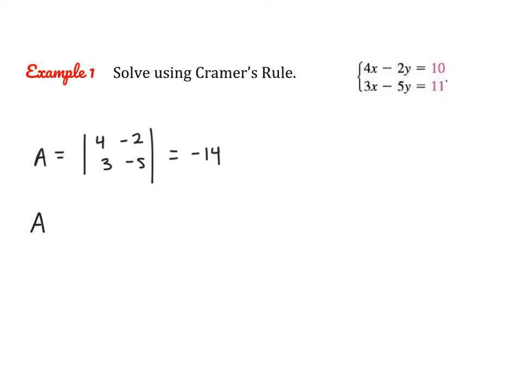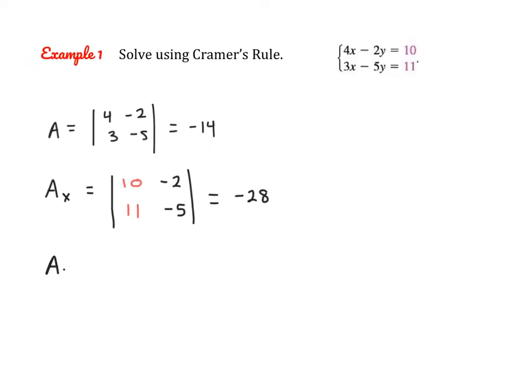Next we're going to find the determinant of A sub x. Remember, we find that by replacing our x column, which is these numbers, with our constants, and then we find the determinant of that new matrix. Our y column is going to stay the same. Then you can find that determinant, and you should get -28. Now we're going to find the determinant of A sub y. So now we're going to replace our y column with our constants. The determinant of that should be 44 minus 30, so it is 14.